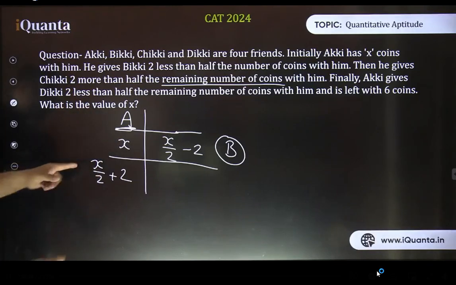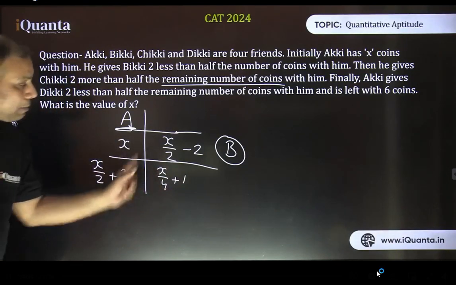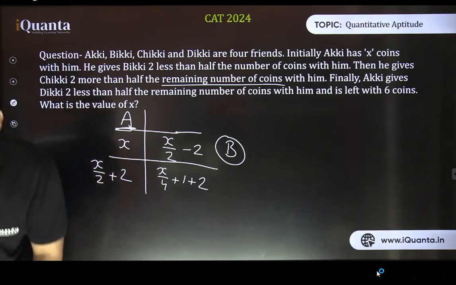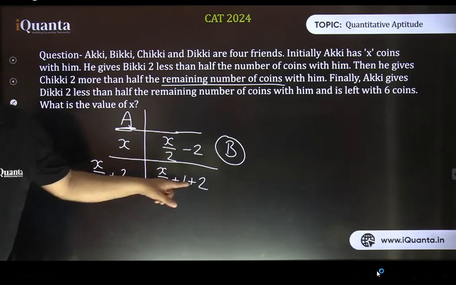So half of this, how much will it be? That would be X by 4 plus 1. That is half of this, right? That is half of this and plus 2 more. Is it okay? So X by 4, not 4, Aditya, you made a mistake. Half of this would be X by 4 plus 1. Plus 2 more, that will be 3, right?